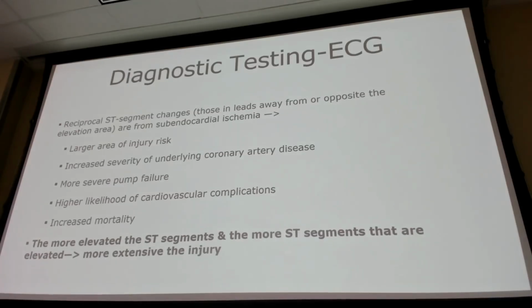So reciprocal changes, on the opposite from where we have that ischemia or that infarction, we'll see that ST depression or reciprocal changes. And that just means it could be a larger area of injury, increase their severity. For like those inferior ones or larger portions, we worry about pump failure and cardiovascular complications. But like some of those EKGs like you saw when you have all of the leads elevated and they're significantly elevated, more extensive injury risk.